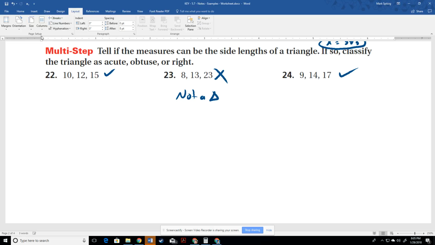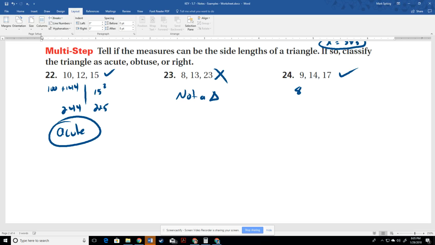Okay, now let's go back and classify the two that were remaining. So we know we have 15 squared, which is 225. We've got 100 plus 144, so 244. So which one is bigger? 225 is smaller. So I look at C, right? So we know this side C. So C is smaller, so it's acute.